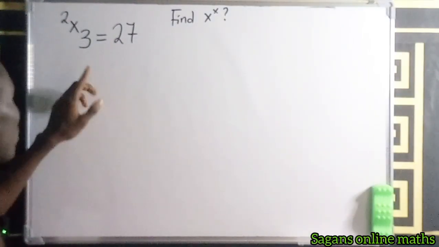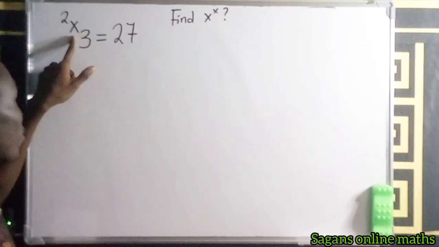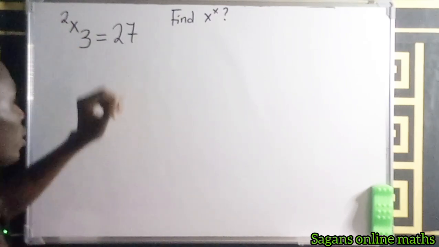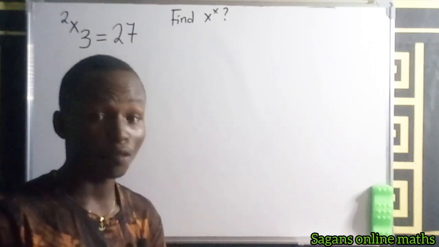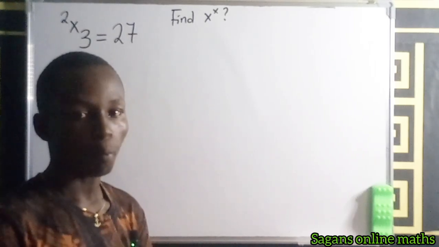Let's consider this question on the board. We are given that 3 tetration x and x tetration 2 is equal to 27. We are asked to find x to the power of x.